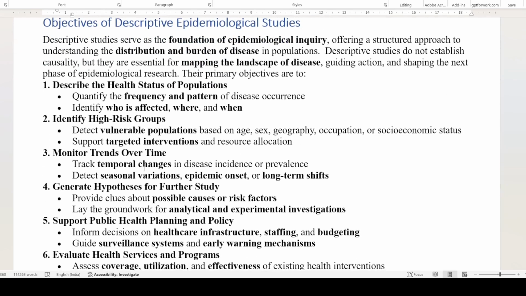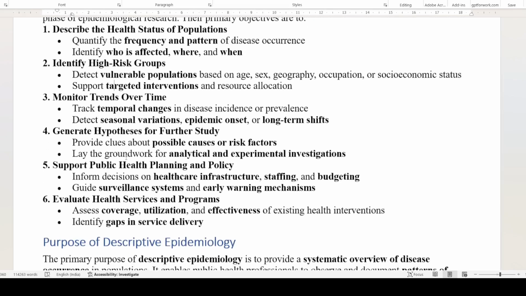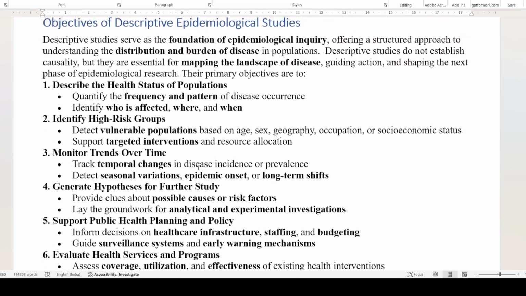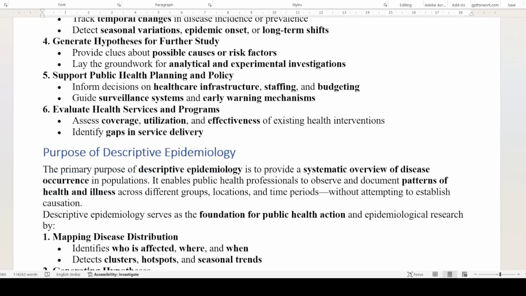Then what are the objectives of this type of study? The objectives we have, like it is used to describe the health status of the population. It identifies the high risk groups, vulnerable population, monitors the trends over time, generates hypothesis for further study, supports public health planning and policy, and evaluates health services and programs. So these are certain objectives of having this descriptive epidemiological study.